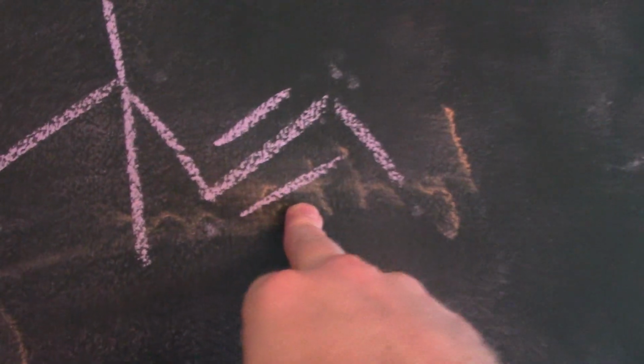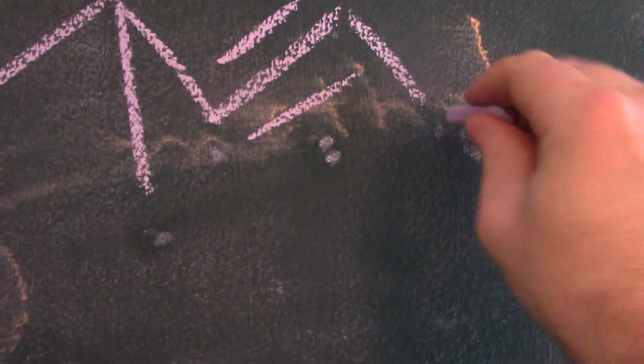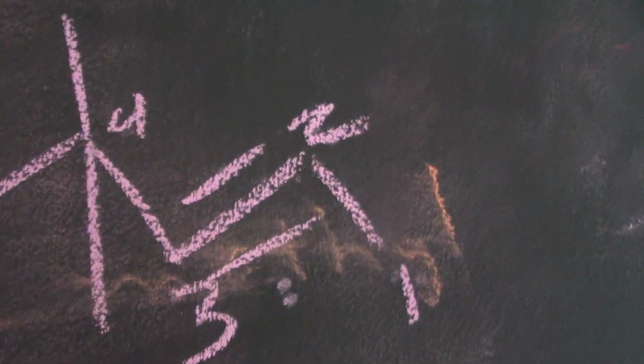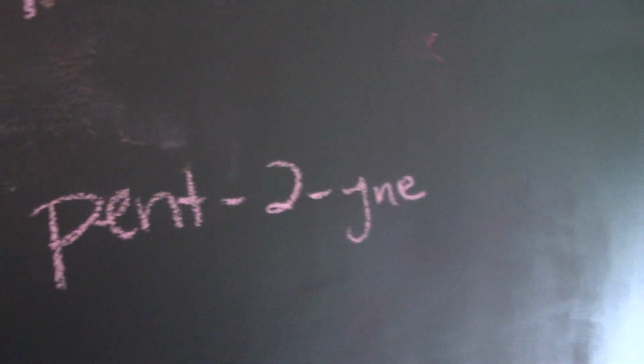So 1, 2, 3, 4, 5. Let's look at this one. Okay. So this is 1, 2, 3, 4, 5. Or 1, 2, 3, 4, 5. So again, this is the double and triple bond, and these are the side branches. So I number closest to, not where the side branches are, but to where the double or triple bond is. So this is 5, and this is on carbon 2. So this is pent-2-ine. So it is an alkyne, and the triple bond is on carbon 2.